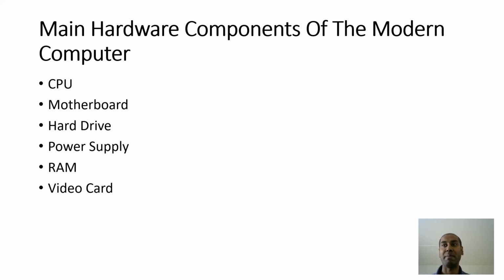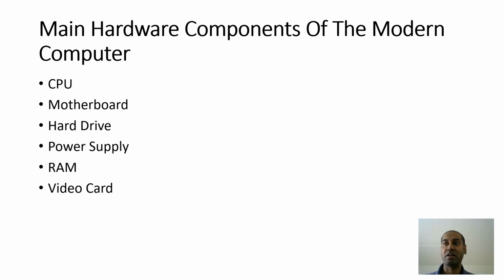Now RAM, like the hard drive is long-term memory, the RAM would be considered more short-term memory. So it's faster than the hard drive, and it's used for storing information you need to access more rapidly. And then finally, the video card and sound card.